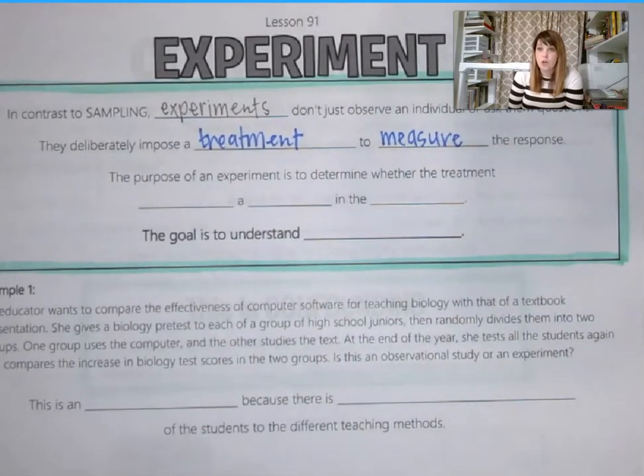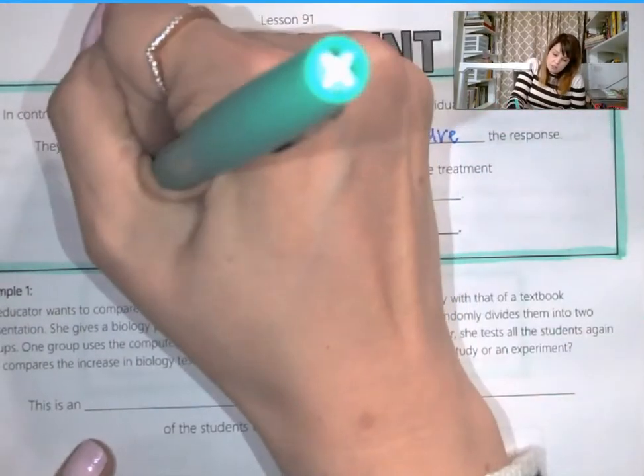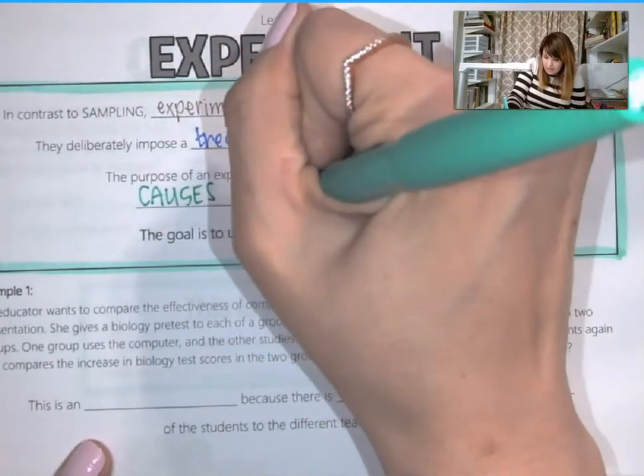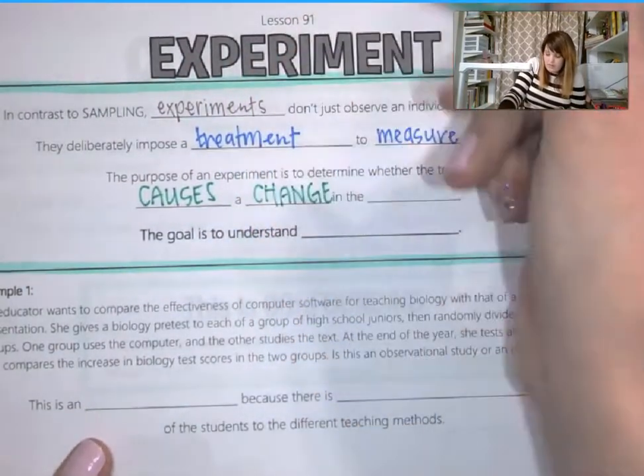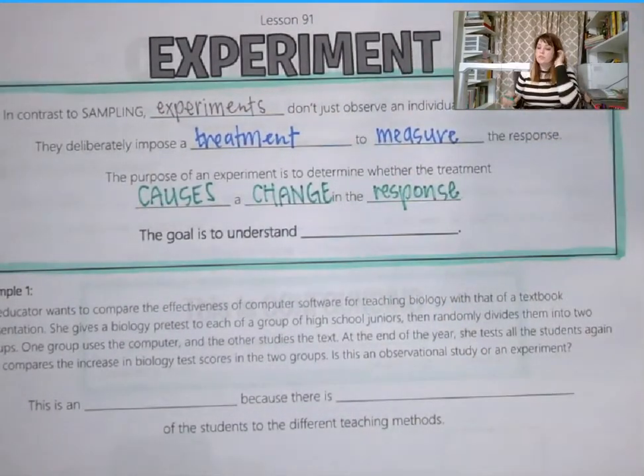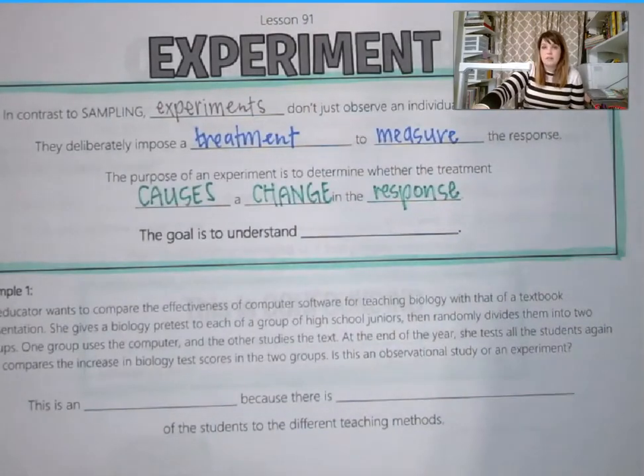So we're getting involved. We're actually interacting with, a lot of the times, the individuals in our experiment. The purpose of an experiment is to determine whether the treatment causes change in the response. The goal of an experiment is to understand cause and effect.